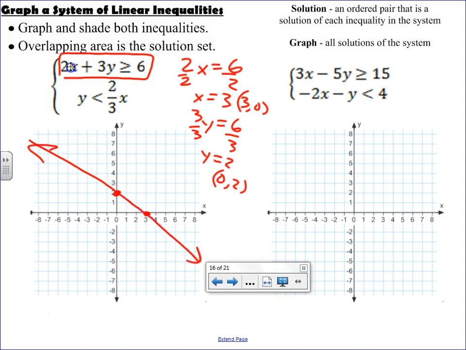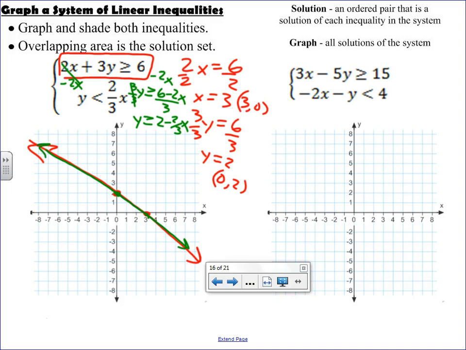Okay. Keep in mind, if you want to switch that over to slope-intercept, you can do that as well. Subtract 2x from both sides, and I'd have 3y greater or equal to 6 minus 2x. Divide by 3. y is greater or equal to 2 minus 2/3 x. Intercept of 2, slope of down 2 over 3. Okay, notice we get the same line.